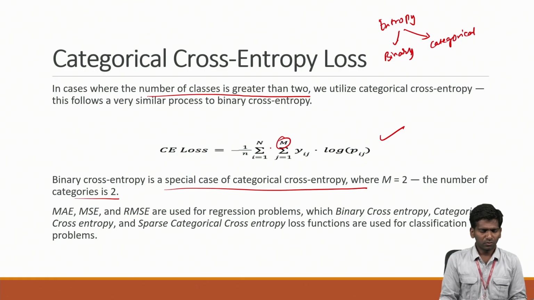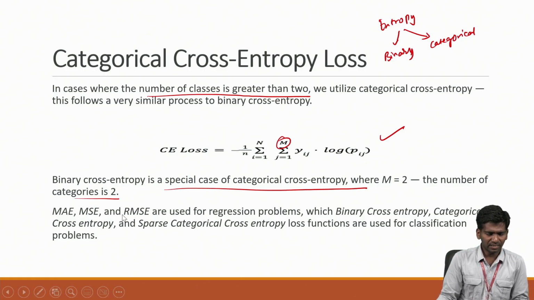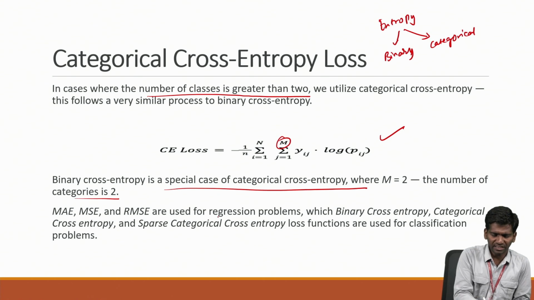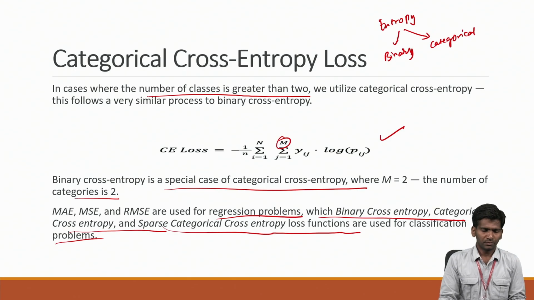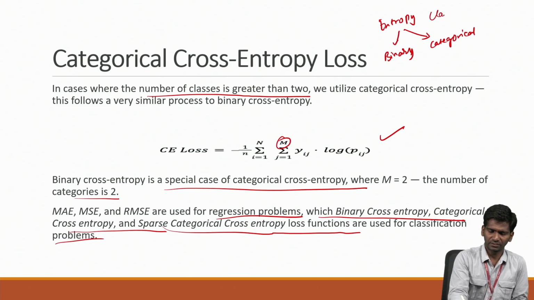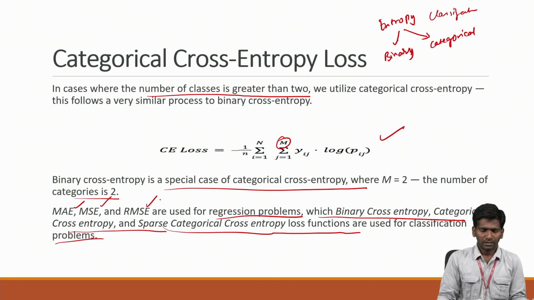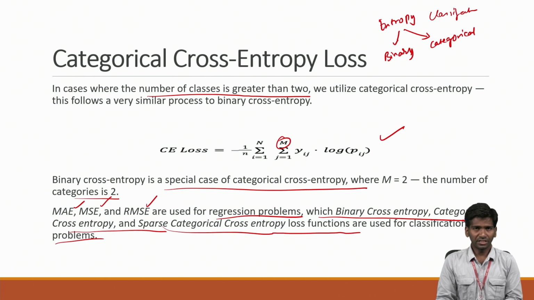On the whole, mean absolute error, mean square error and root mean square error are used for regression problems, the previous ones. Whereas binary cross entropy, categorical cross entropy and sparse categorical cross entropy are used for classification, as I mentioned. Entropies are used for classification, and the remaining ones, mean absolute error, mean square error and root mean square error, are used for regression problems. So based upon the scenario or data sets and the problem approach, we will be using these loss functions and the activation functions.